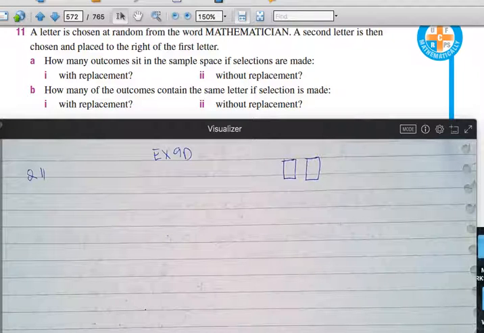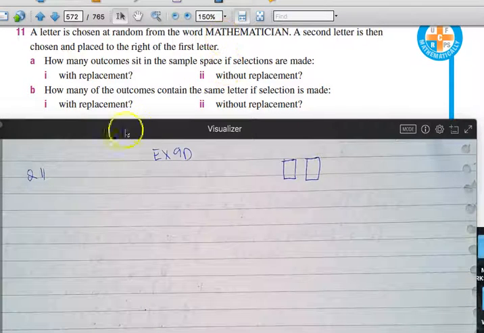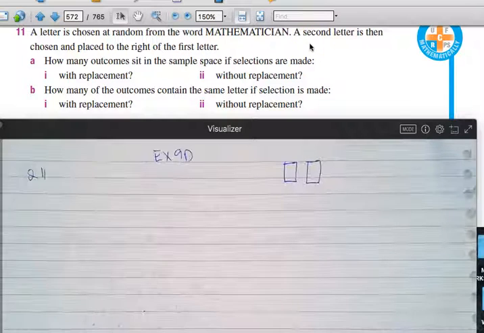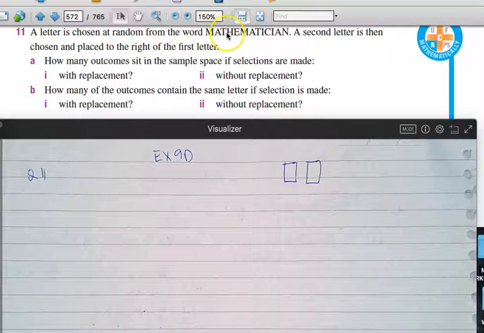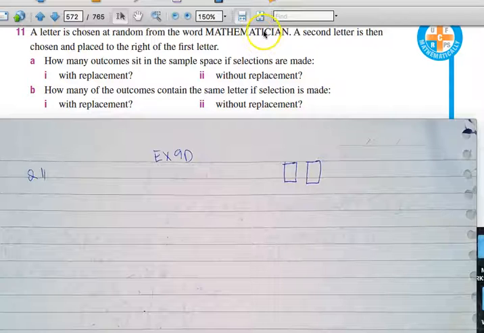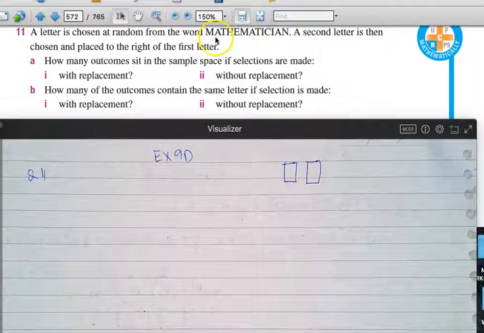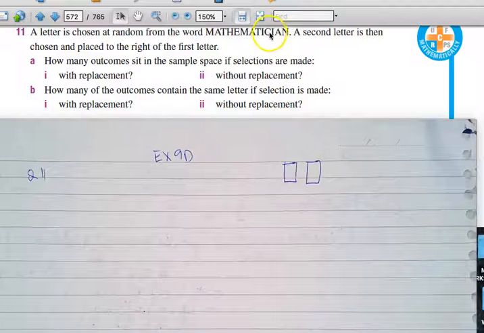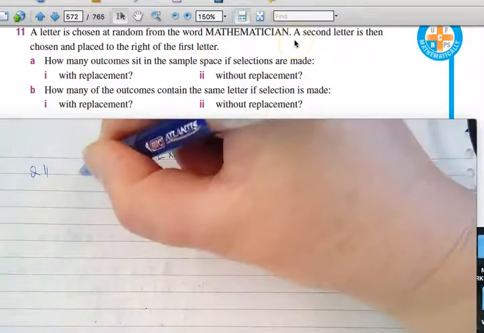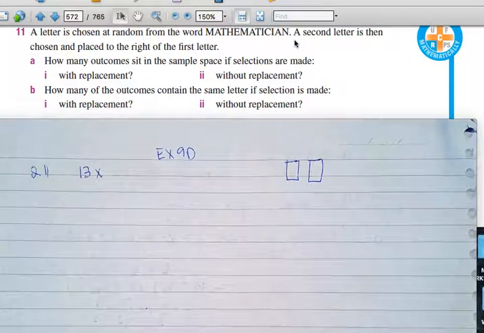And when we pick out the first letter, sometimes we pick out the first letter and put it back. That means replacing it. And then we pick out the second letter. All right, so girls, how many outcomes are in the sample space? How many letters are there? You better count them. 1, 2, 3, 4, 5, 6, 7, 8, 9, 10, 11, 12, 13. It doesn't matter. So there's 13. I know there's repeated, but there are 13 letters. So 13 choices for the first letter.